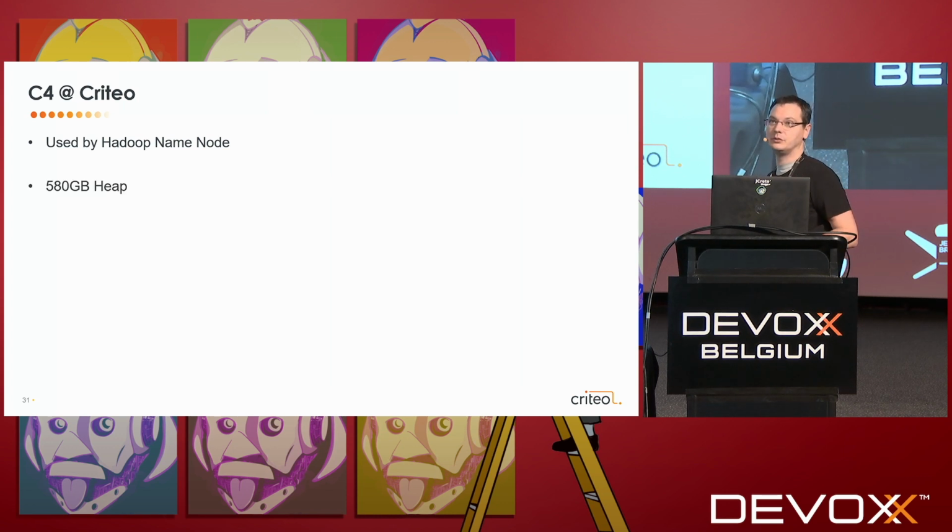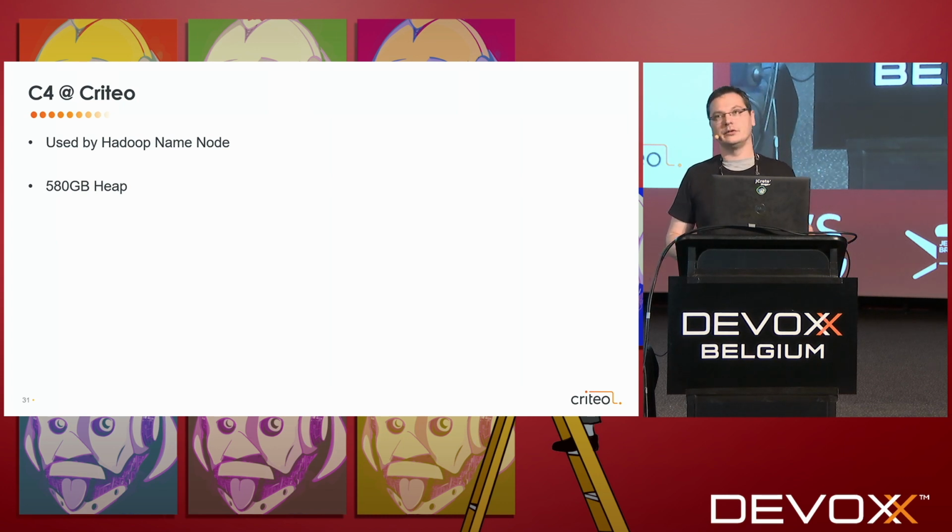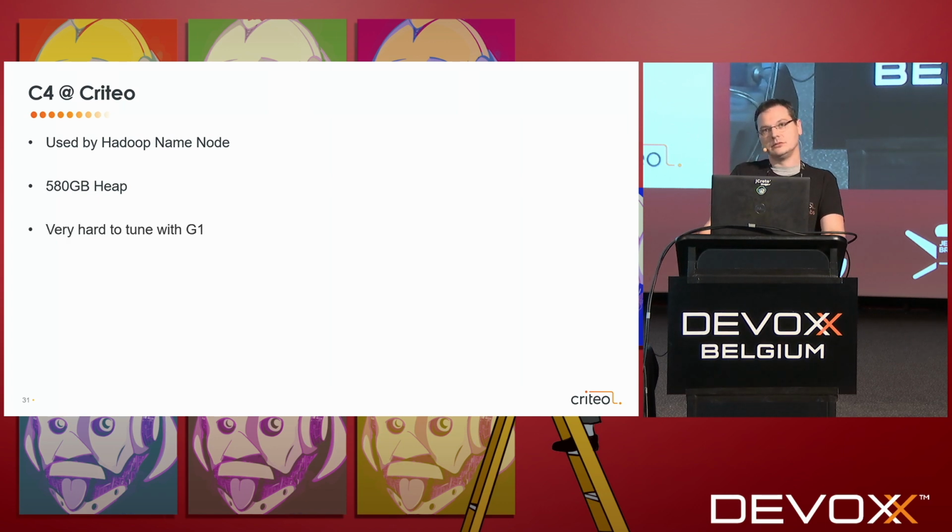So we have a name node with one JVM and one heap of 580 gigabytes. And as we are using OpenJDK 8, we are using the G1 GC. But it tends to be very hard to tune, because we have a lot of objects allocated, stored for a long time period and then garbage, and we reach a point where there is fragmentation in G1 and it falls back to a full GC. As we are using OpenJDK 8, full GC for G1 is single-threaded. So you can imagine that with a heap of 580 gigabytes, it takes like 30 minutes to do the full GC. So that's an issue.